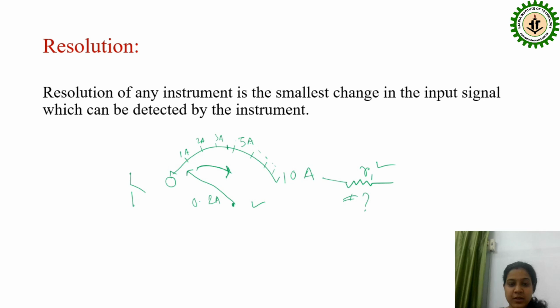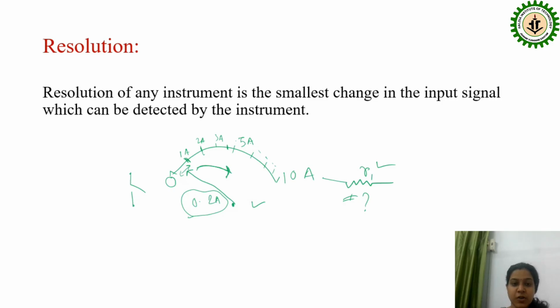Whereas the scale is calibrated like this. The first value is 0, then the second segment is at 1 ampere, the third one is at 2 ampere. So the division between 2 points is 1 ampere. But when we measure 0.2 ampere current with the help of this ammeter, we are not able to find the exact value, because there is no segment which will give us exactly 0.2 ampere current.